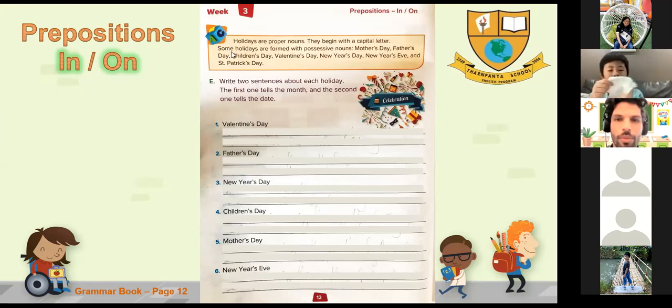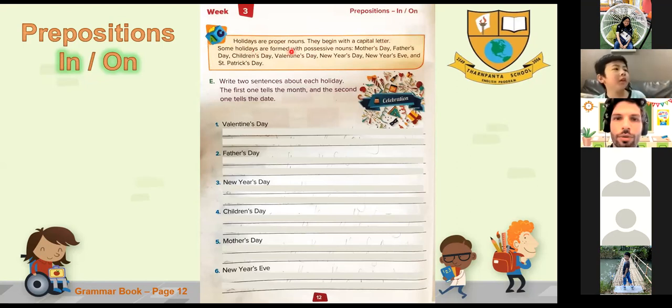Let's read the grammar box first, and then I will explain the first activity of the day. Let me switch to the pointer. All right, listen. Holidays are proper nouns. They begin with a capital letter. So remember, every proper noun begins with a capital letter. For example, the day of the week, your name, and here we have another proper noun. Holidays are proper nouns as well. They begin with a capital letter as every proper noun.